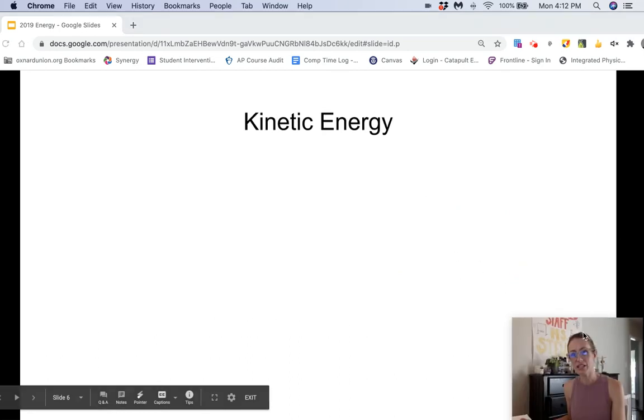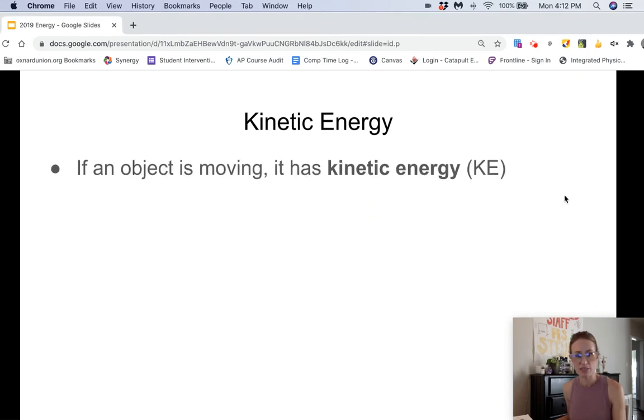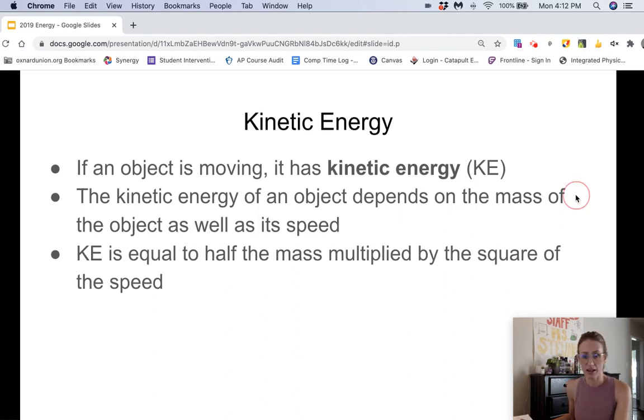Now, kinetic energy is the last thing that we're going to talk about in this mini lecture. Like I said, it's the energy of motion. If an object is moving, it has kinetic energy. The kinetic energy of an object depends on the mass of the object as well as the speed. The equation for this is 1/2 mv squared, where m is the mass and v is velocity. In order to have kinetic energy, the object has to have a velocity. If we don't have velocity, we don't have kinetic energy.